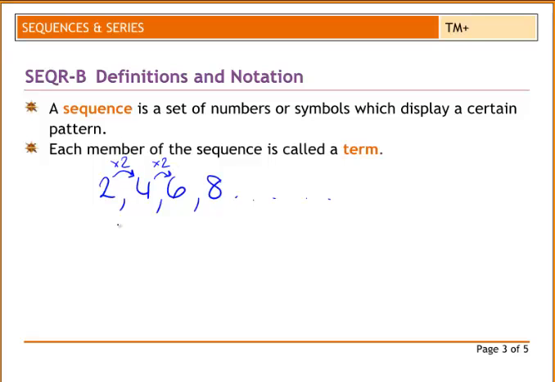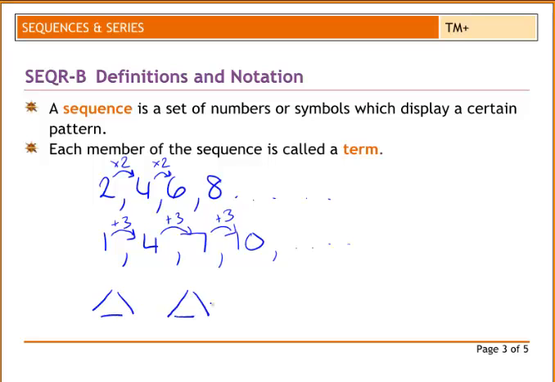We could also have something like this. For this one, to get to the next term, I'm actually adding 3. This is what we call an arithmetic sequence. We could also use symbols. So if I was looking at matchsticks, making triangles, you can see here that I'm adding 2 matchsticks every time.